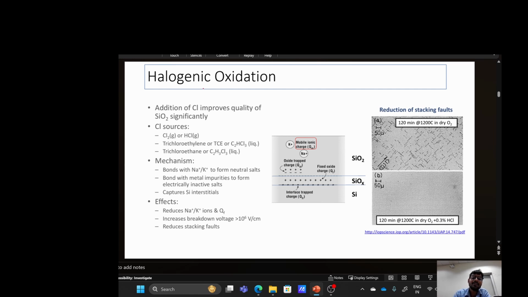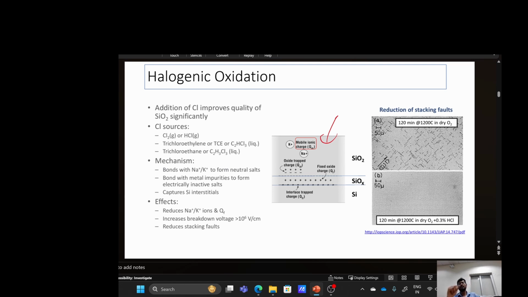So how will this halogenic oxidation remove the defects created by the mobile ionic charges, which are sodium or potassium kinds of ions? We cannot remove this kind of contamination, because it is everywhere. As soon as you touch the wafer, there will be metallic contamination. So how can you minimize it? Something which can react with these ions and stabilize them, increasing the size of the molecule so that it does not move through.